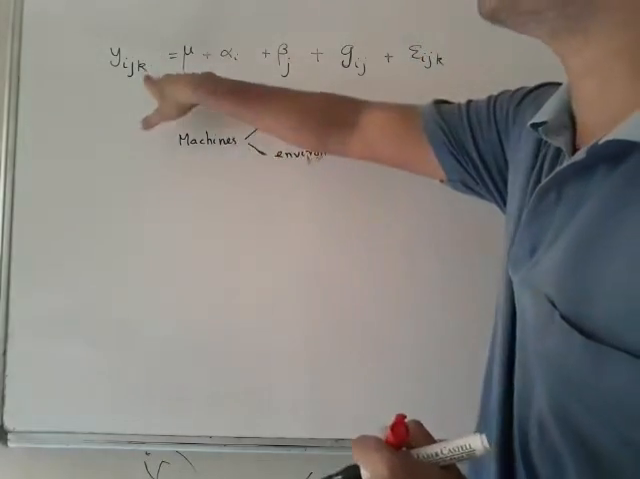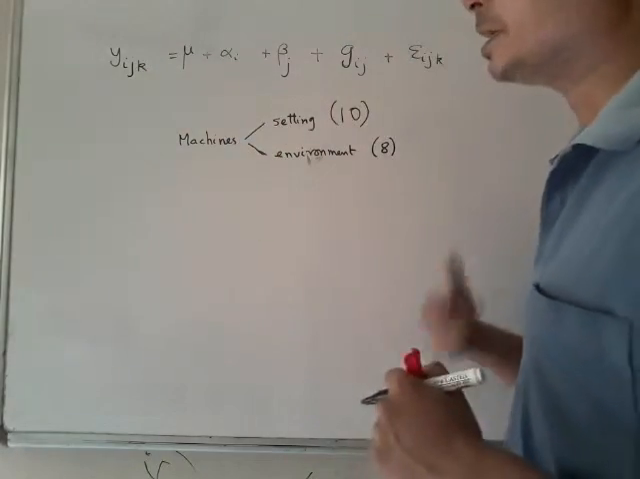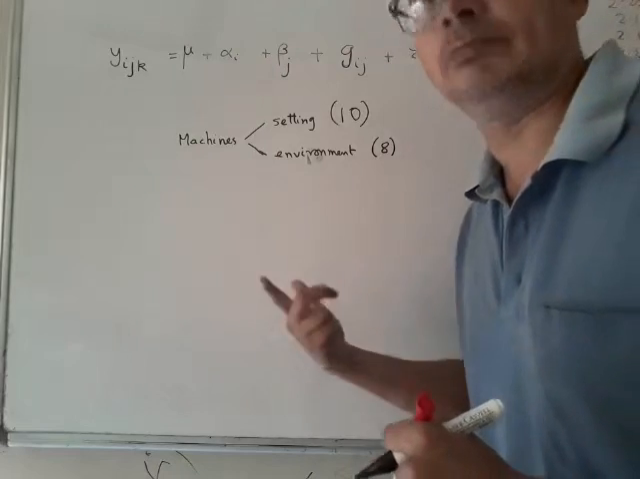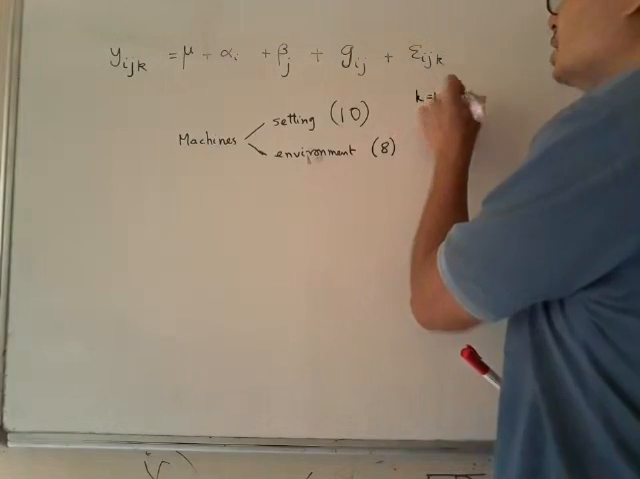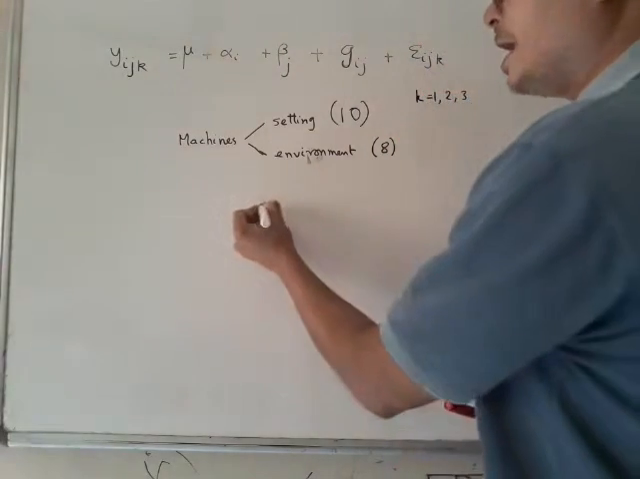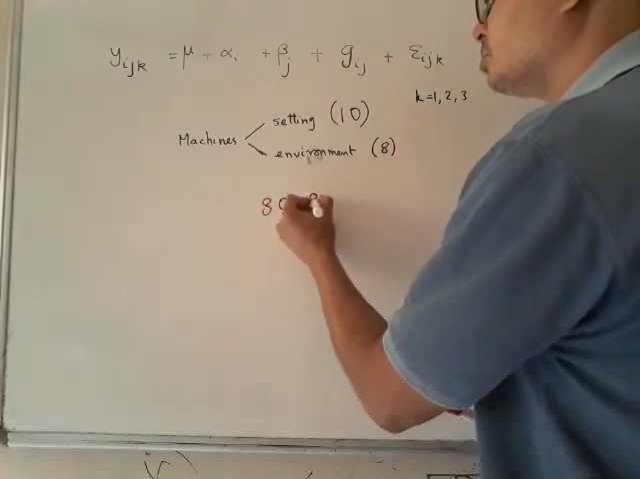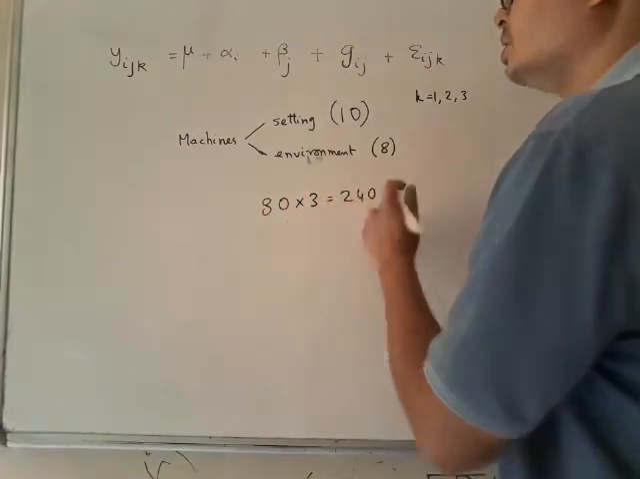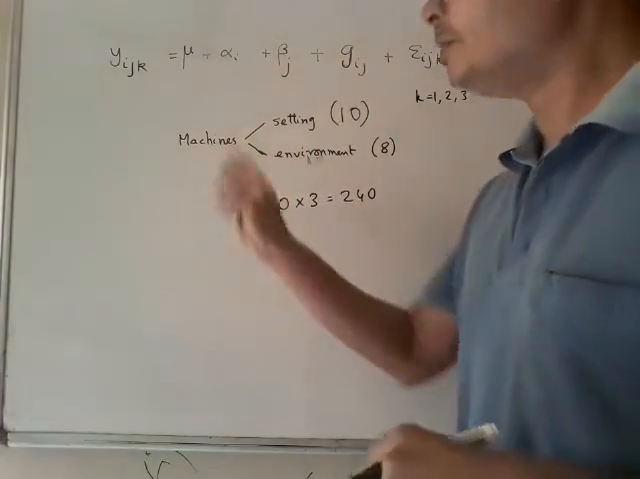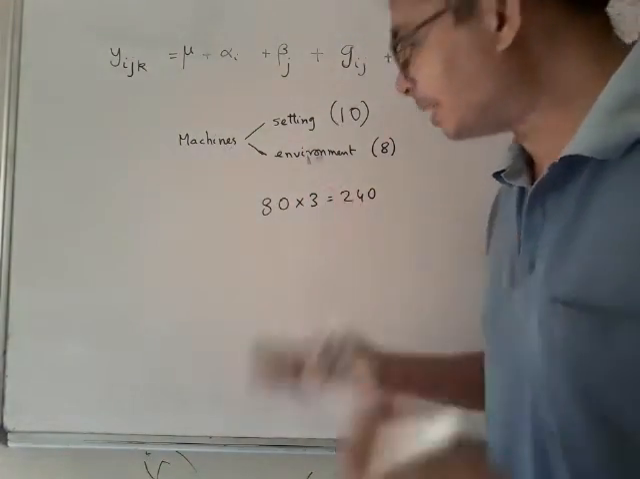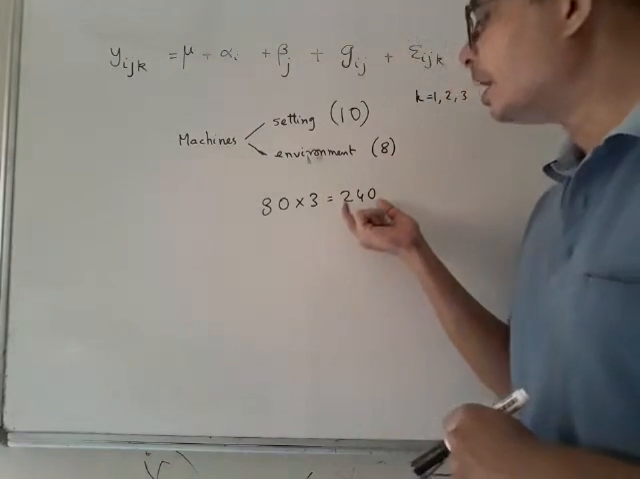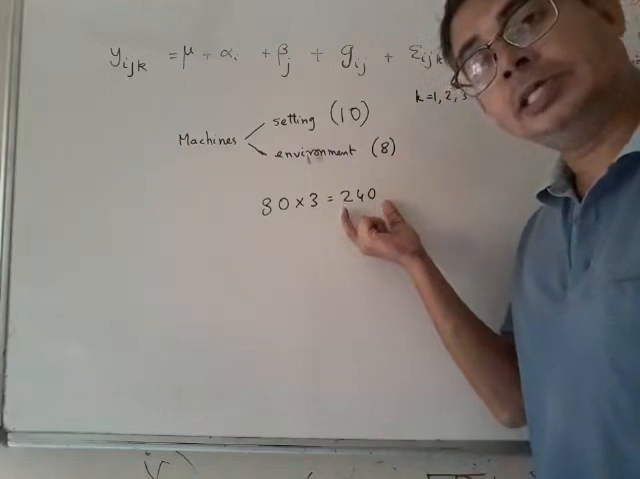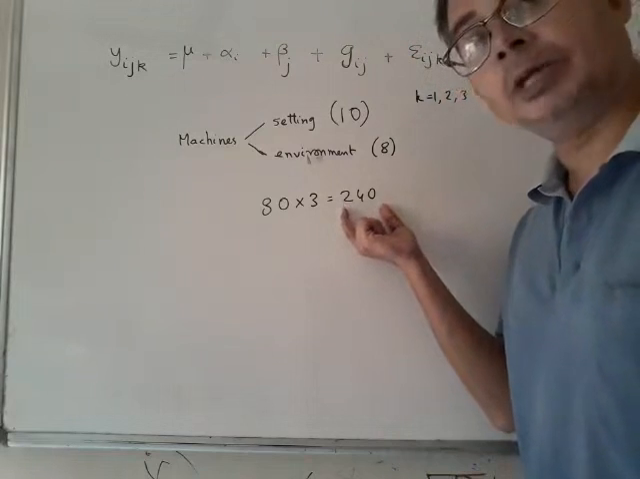And suppose you also want to allow replication, say k, you want to keep 1, 2, 3. So k will go from 1 to 3. For each combination, you want to do it 3 times. So that will require 80 times 3, 240 runs of the machine. Now, if the machine is something more expensive than just a washing machine, in that case, you may not be able to afford this many different combinations.